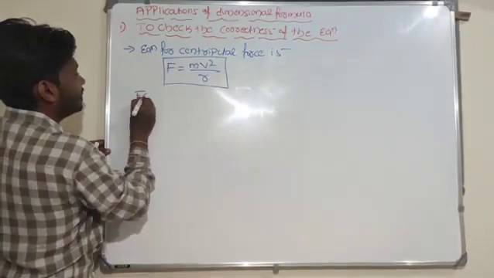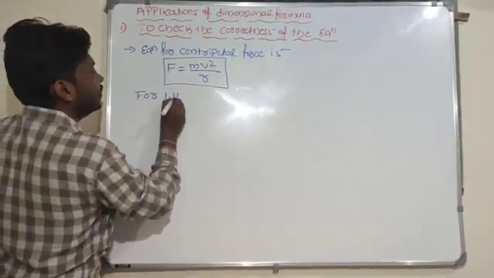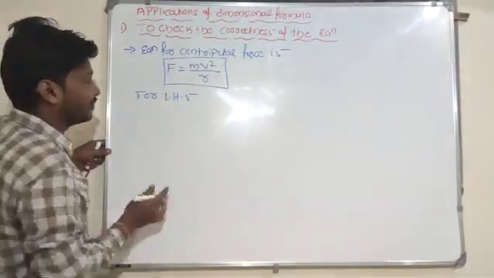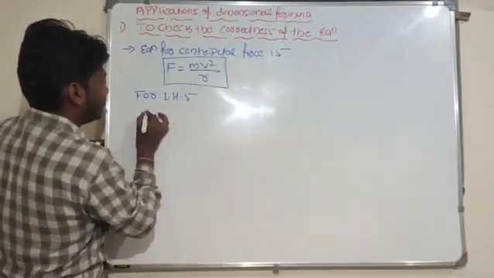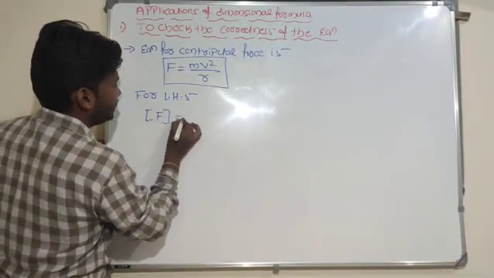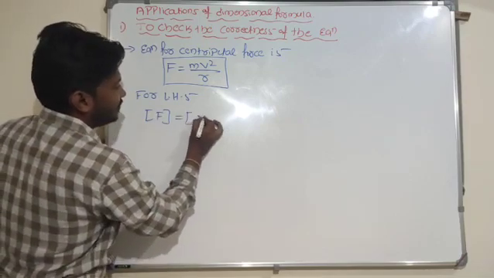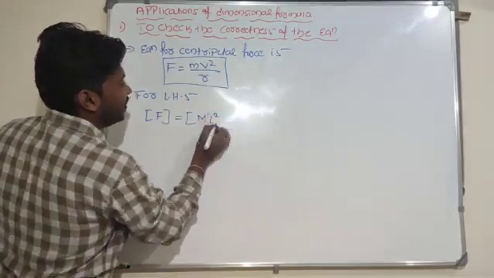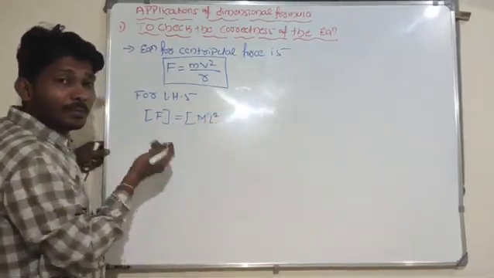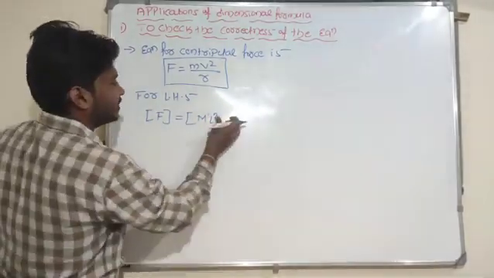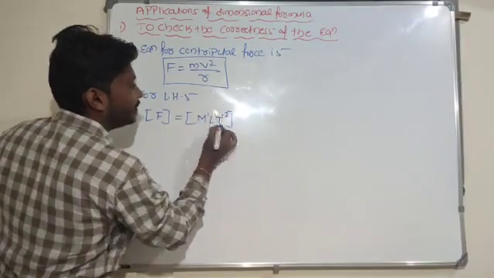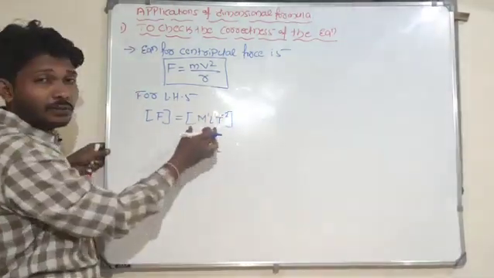So for the left hand side, LHS, which term is there? Force is there. So directly I will write the dimensional formula of force. Force is nothing but mass into acceleration. So M^1 L^1 T^-2. Is it right? The dimensional formula for force.